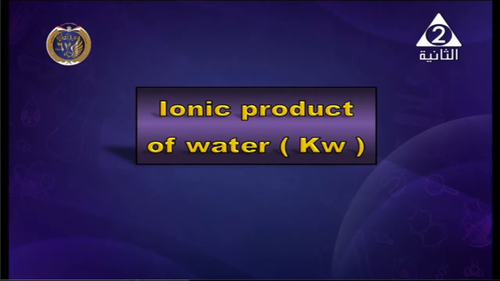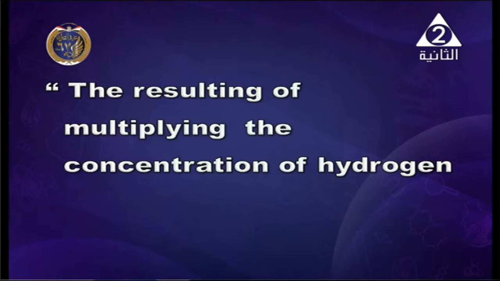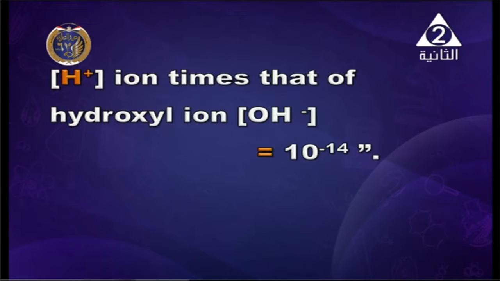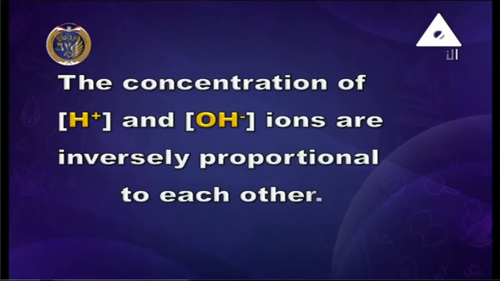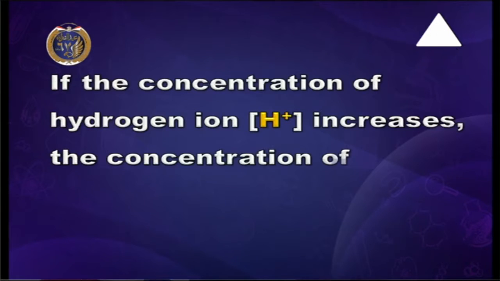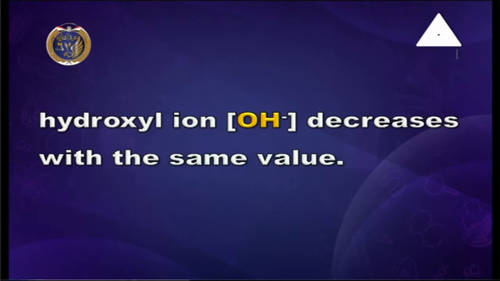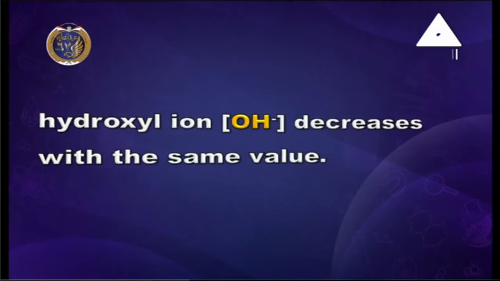So we can define the ionic product of water, Kw. It is the result of multiplying the concentration of hydrogen ion times the concentration of hydroxyl ion, which equals 10 to the power negative 14. So, my dear student, the concentrations of hydrogen ion and hydroxide ion are inversely proportional to each other. If the concentration of hydrogen ion increases, the concentration of hydroxide ion decreases by the same factor.